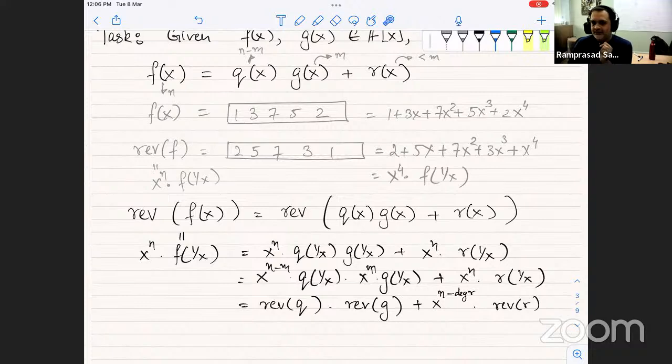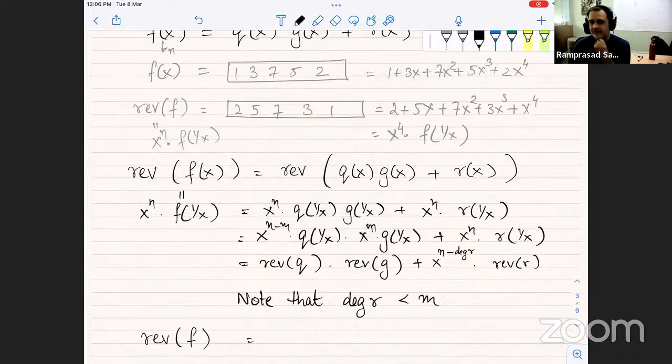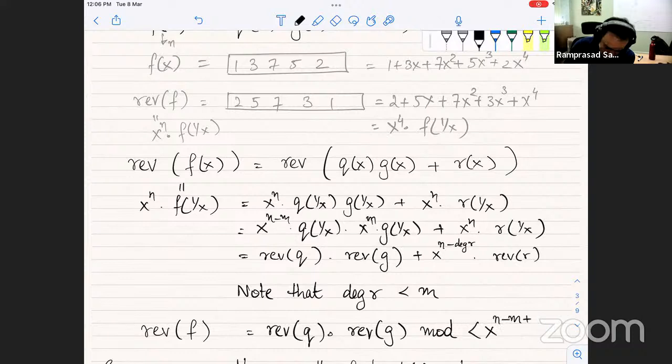Now, here is the part where I'm just going to note that I know the degree of r is supposed to be strictly smaller than m, because that's what remainders are supposed to be: smaller than whatever you're dividing by. So I'm going to write this as the reverse of q times the reverse of g, mod x^(n-m+1). This is the part where our modulus is going to help.